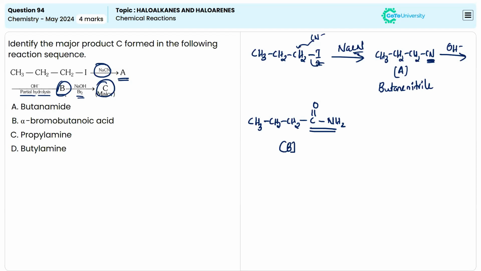Now see what is the next reaction. This B is again reacting with sodium hydroxide in presence of bromine. When they react with sodium hydroxide in presence of bromine, they will convert into the corresponding amine. So it will be CH3, CH2, CH2, NH2. So you are getting propylamine.